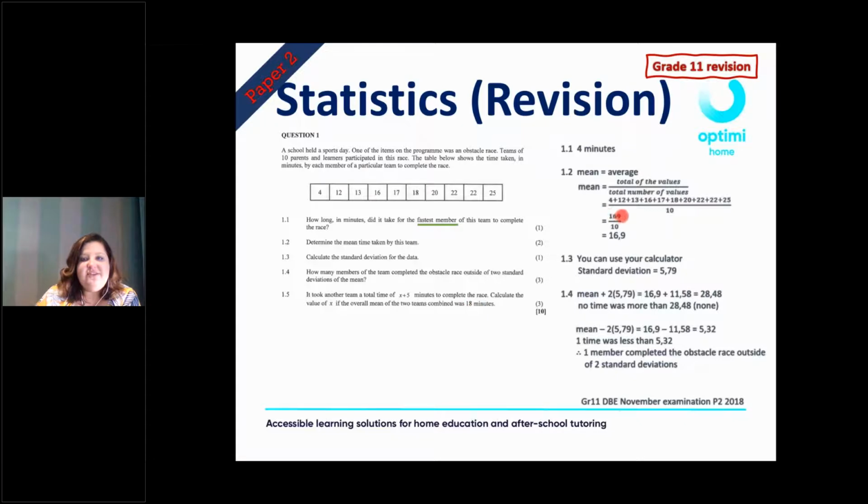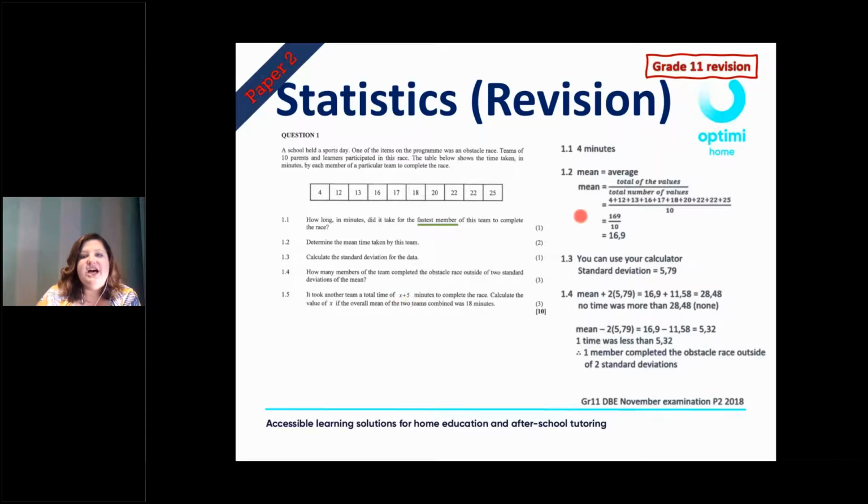And the total of their values was 169, and there were 10 members. Now I need to think of 20 members because I have 2 teams, and I need to get the total value of 2 teams. So my total value will be 169 plus this, X plus 5, because they say the total of this team is that.